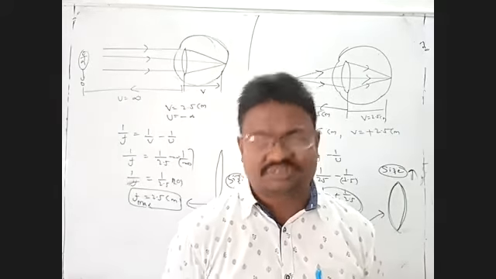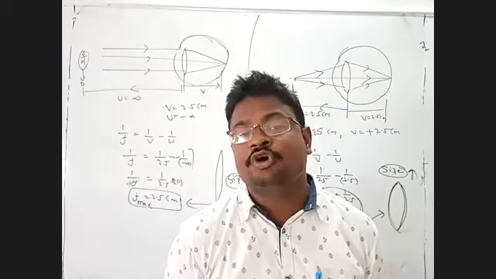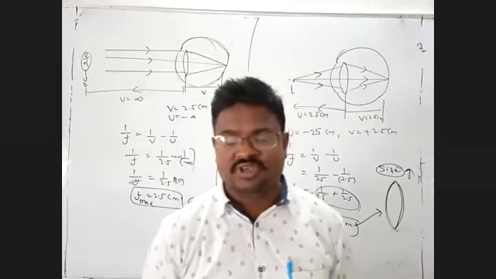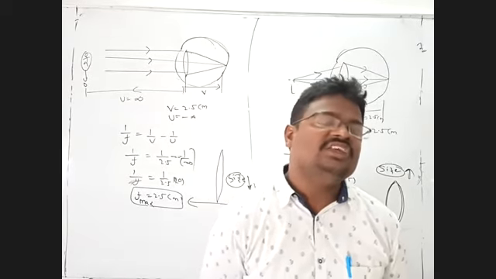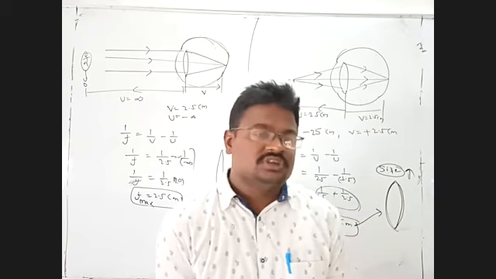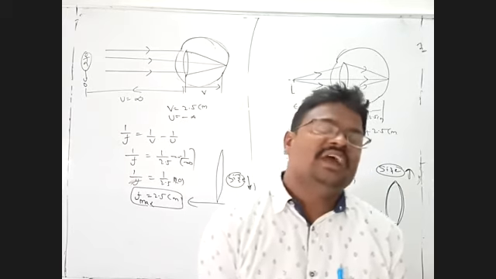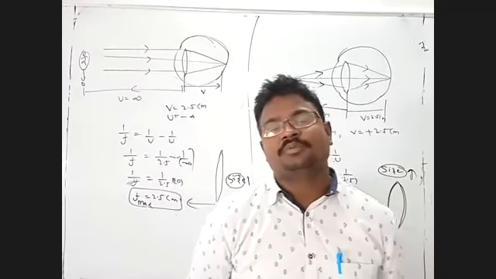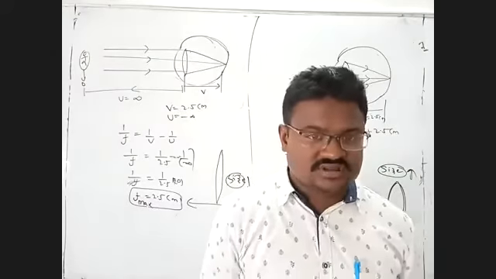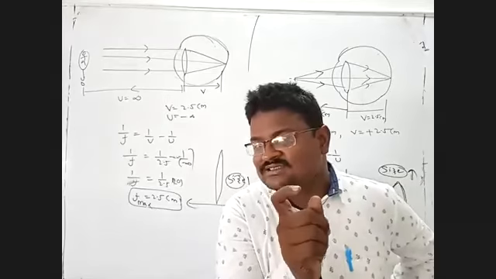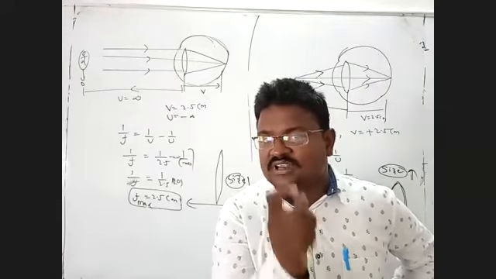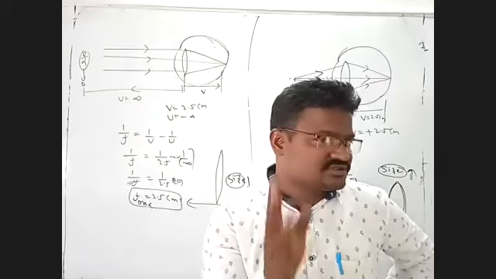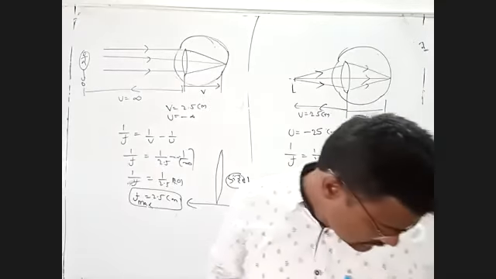That is one point. Next, we have defects. Suppose the object is placed closer than the least distance of 25 centimeter, we cannot see the image. So we have eye defects. The defects are myopia, hypermetropia, and presbyopia. If the focal length of the convex lens does not change by the ciliary muscles, we cannot see the image.